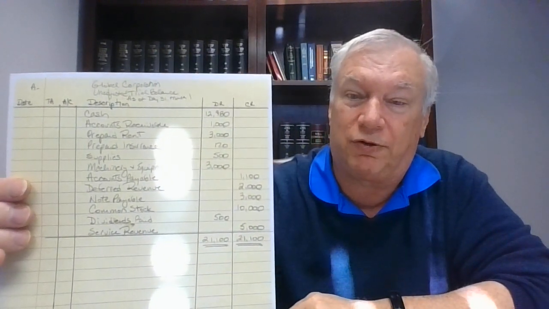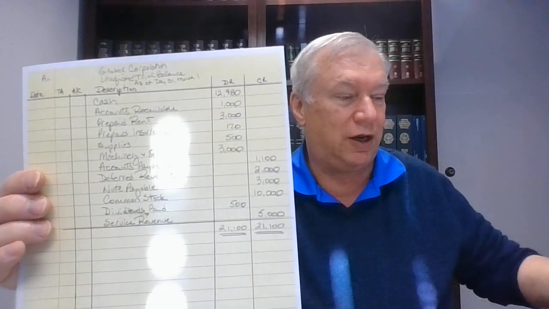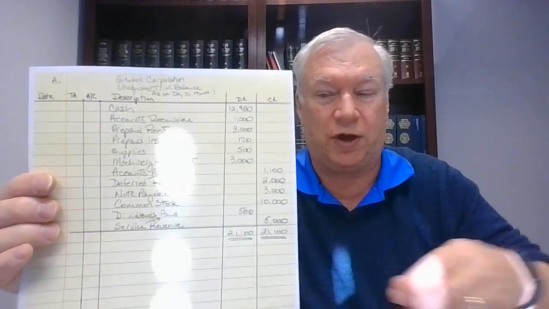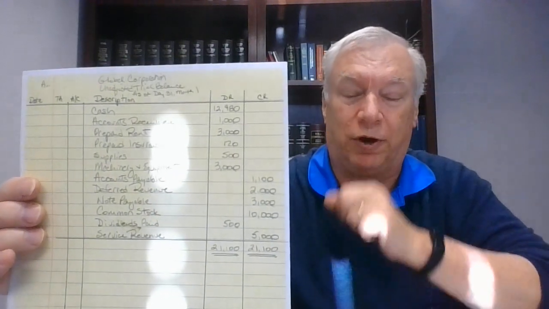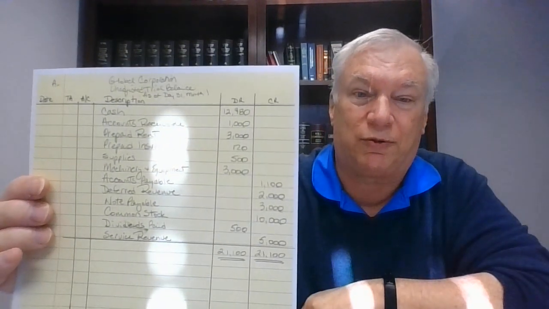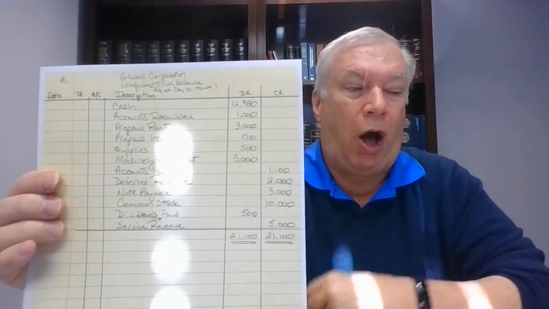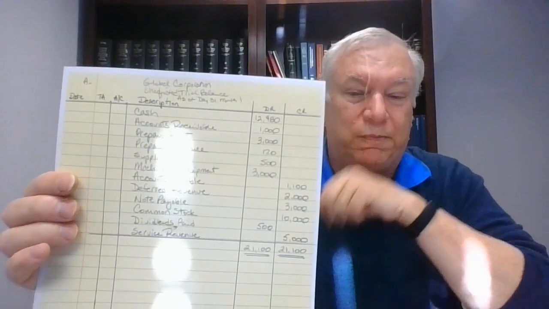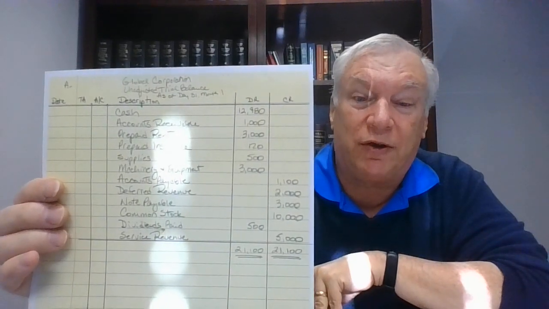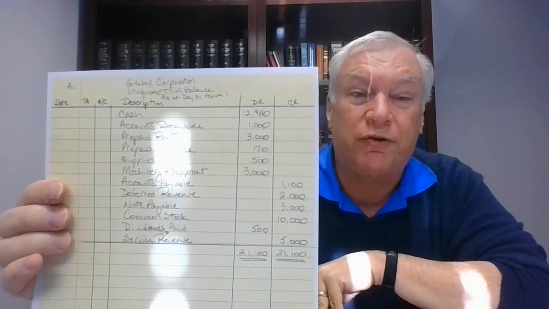If it doesn't balance, remember we have some techniques we can use to make it balance. Go back and find the difference and divide it in half. Maybe divide it by 9. Look for transpositions. Look for debits that should be credits and credits that should be debits. But that's Part A of the problem, and it's only taken us 25 minutes to do this. Let's go on to Part B. Let's make our adjusting entries.